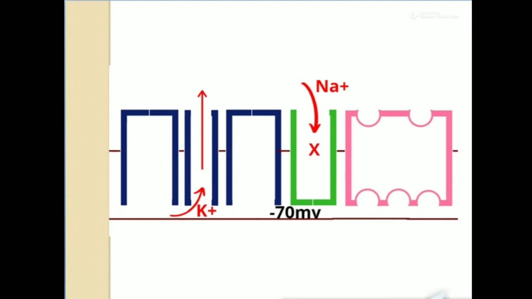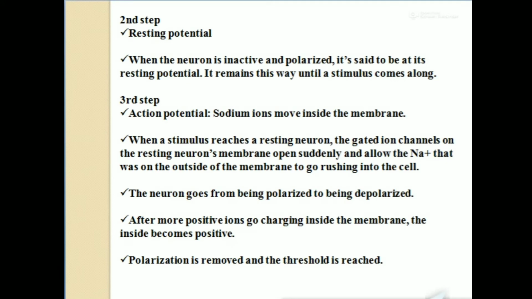When information comes, what will happen? When the neuron is inactive, we already described that. What is the third step? When the sodium ions move inside the membrane. When will it happen? When any kind of information comes. The information comes in the form of ions. The information is carried forward in the form of ions.